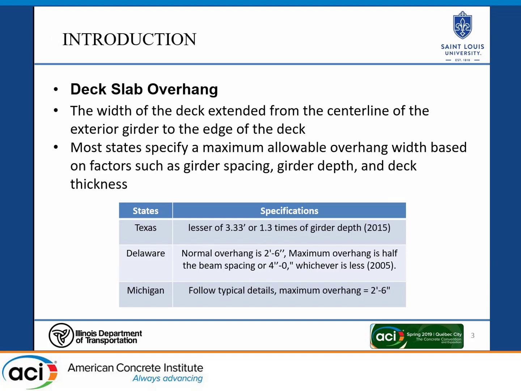In bridge decks, there's usually a deck slab overhang. This is the width of the deck that extends from the center line of the exterior girder out to the edge of the deck. Usually it's there to allow for a much more expanded roadway without having to add additional girders to the bridge. There's usually some limitations based on various state DOTs. Texas says that it has to be less than either 3.33 feet or 1.3 times the girder depth, and every state has its own limitations on how wide your overhang width can be.